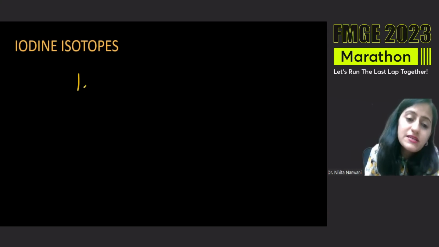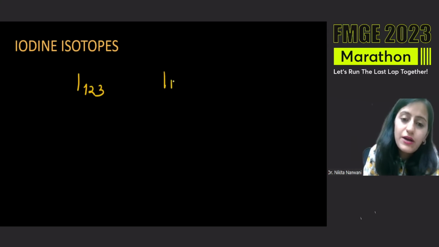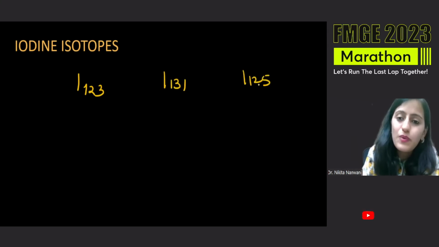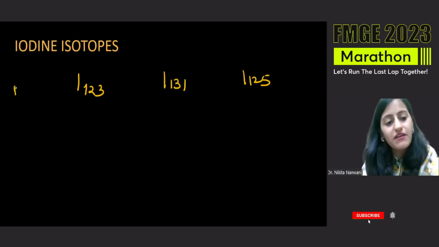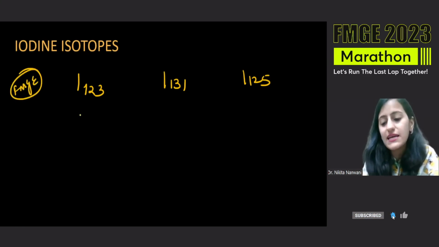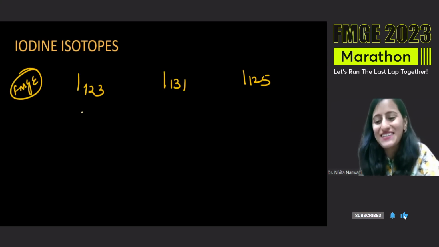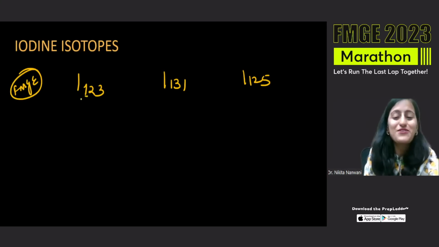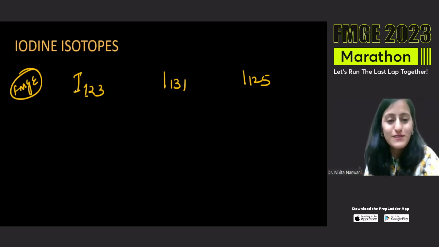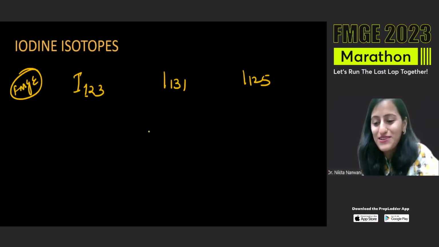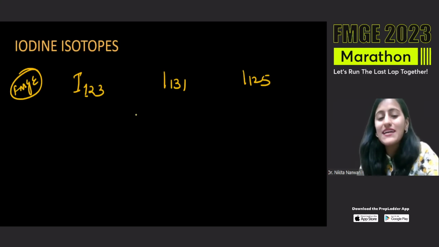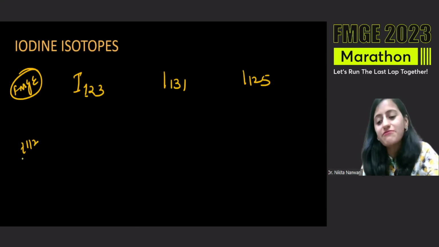Iodine isotopes. Iodine 123, iodine 131, iodine 125. This is a favorite again for the FMGE exam. Yes, great. So you're not forgetting your homework, not even homework, the live class work that you need to do after every system. So iodine isotopes, the question is asked on the half-life.